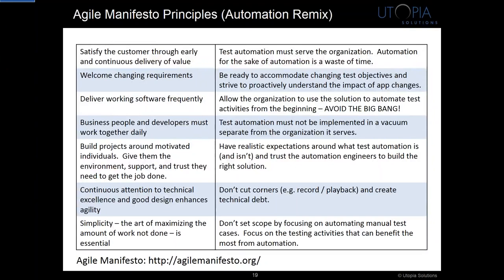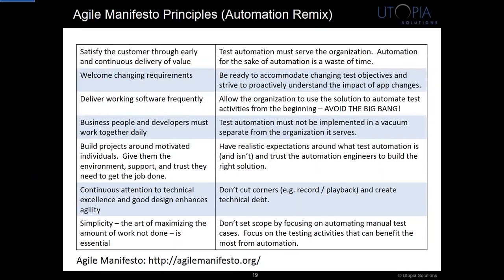Deliver working software frequently. From an automation perspective, for me, this means avoid the big bang approach. Allow the organization to use the solution to automate test activities from the beginning. Next, business people and developers working together daily. Again, this is related to the big bang approach. You don't want to implement test automation in a vacuum, separate from the organization it serves. Again, get everyone involved, get the stakeholders involved, and make decisions together.